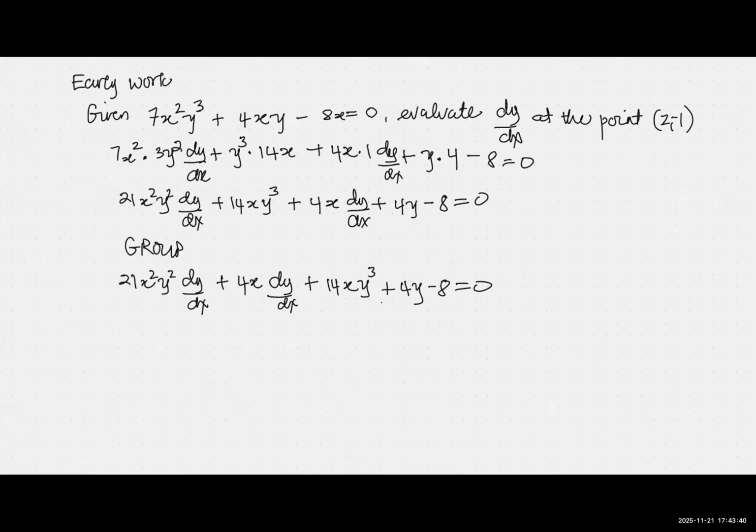I'm now going to be factoring my dy by dx, and I'm going to be left with 21x squared y squared plus 4x, plus 14xy cubed plus 4y minus 8 equals 0. I'm going to be subtracting those terms that are no longer needed.